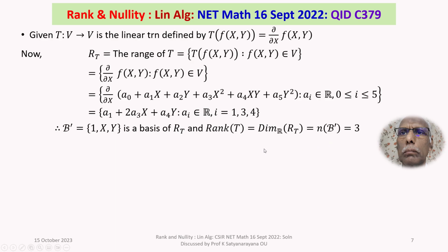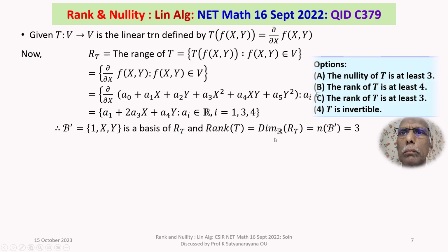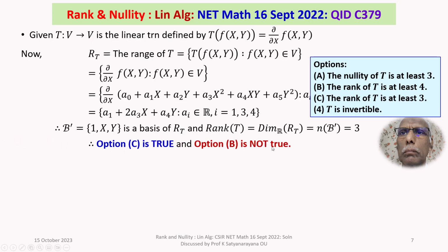Right. The rank of T, we got it. Let's look at our options. The reference for the rank of T is there in option B and option C. So the rank of T is 3. Option C is true and option B is not true.